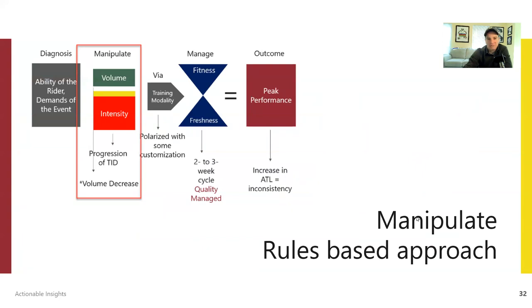So now let's talk about manipulation. As we get into this idea of manipulating volume and intensity, here's my general rules-based thinking. When you're implementing a process in training, you're using data and analytics to remove bias and to improve the odds of success. The data doesn't tell you what to do. You as the coach or the self-coached athlete still have to make the decisions.